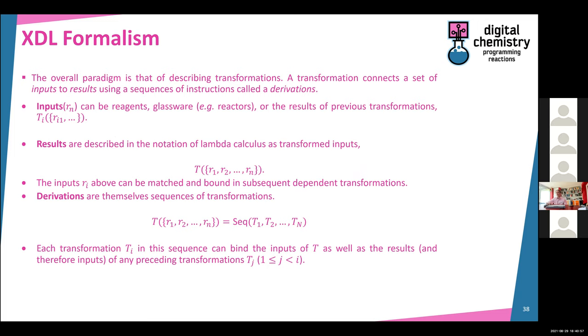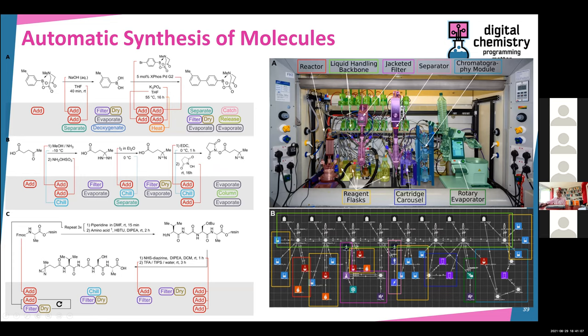But anyway, we have to start simple because obviously we want to use a computer to make a life form one day, but right now we're using it to make drugs and to synthesize molecules. Here we're using it to do cross-coupling chemistry to make peptides and to make diazirines. And this is again a picture of what the robot would look like.